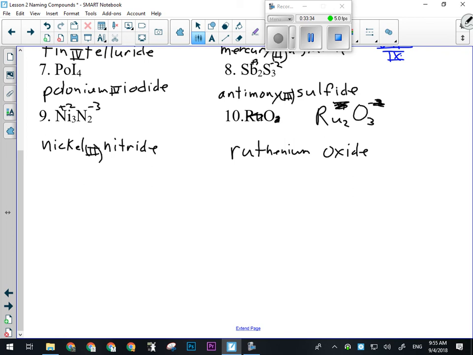What if I have this compound? It starts with a metal, so it's ionic, but it's got 3 things in it. This is something you wouldn't have done in Science 9. This is what we call a polyatomic ion. Poly meaning many, atomic meaning atoms, many atoms. So it's an ion that is a charged particle made of more than one atom.